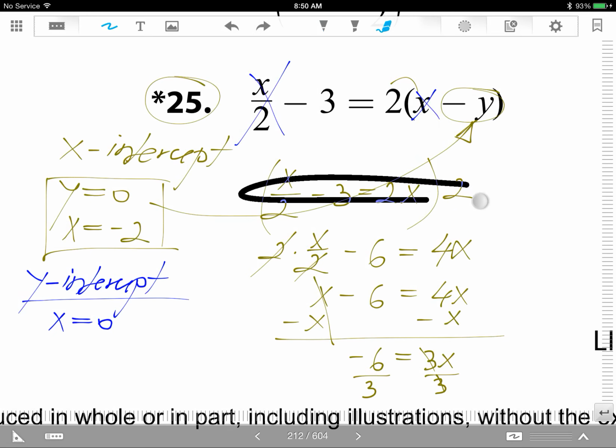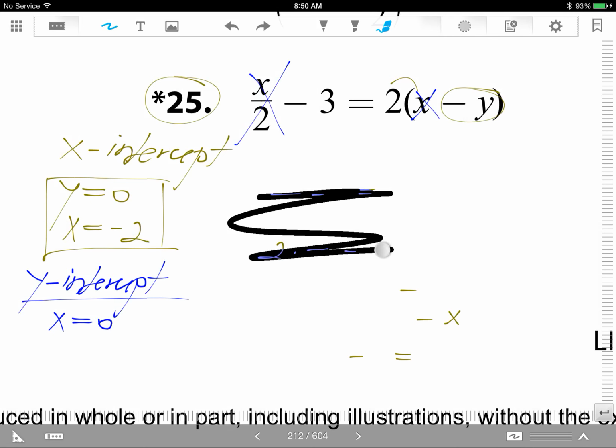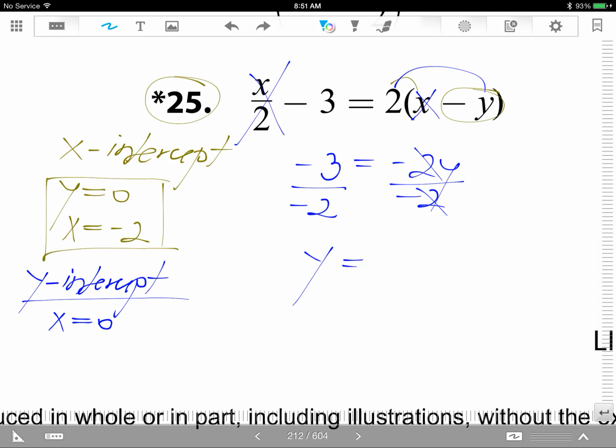And now your equation, let me do some housekeeping in here. Okay, almost ready. You have negative 3 equals 2 times negative y, negative 2y. To find y, divide by negative 2. Negative 2 divided by negative 2 here on the right will be just 1y equals negative 3 divided by negative 2 will be positive 1.5. Y will be 1.5. You got your 2 points.